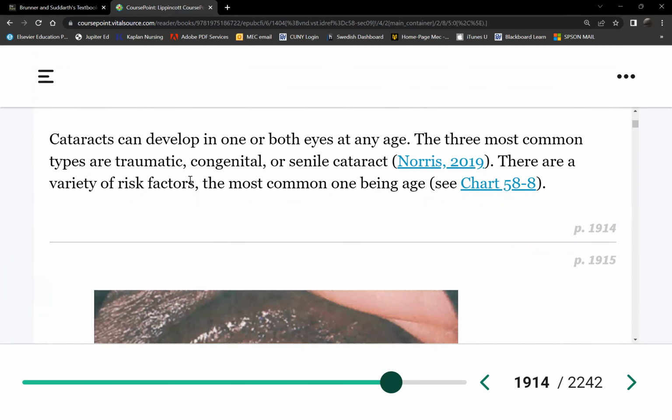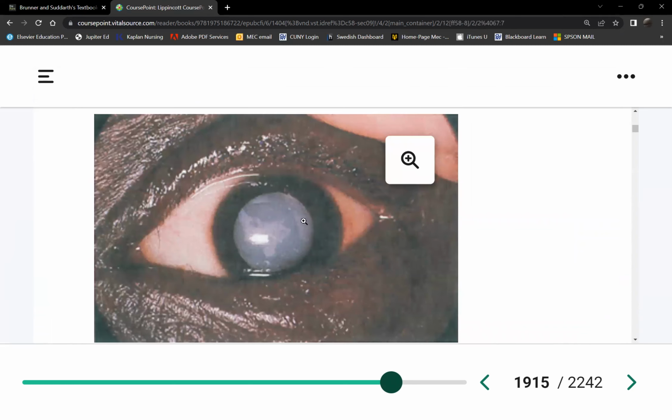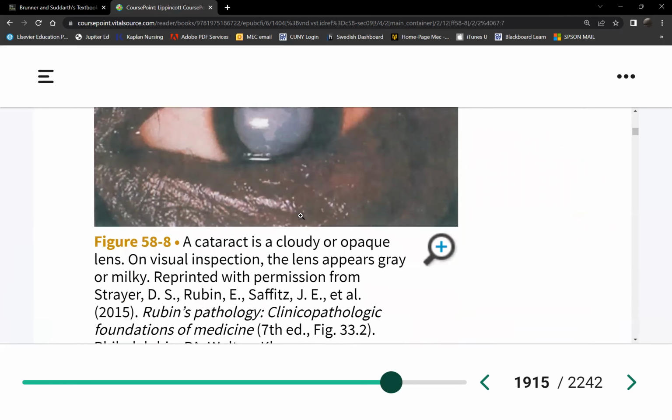We have other causes, which are trauma or congenital. So here, if this lens is, instead of being clear, it's now opaque, what happens to your vision? Okay, it's blurred. Okay, cloudy.